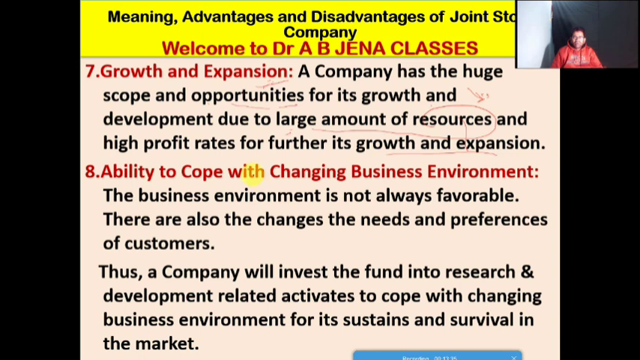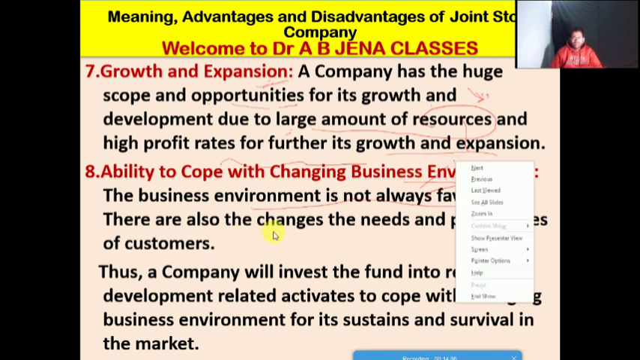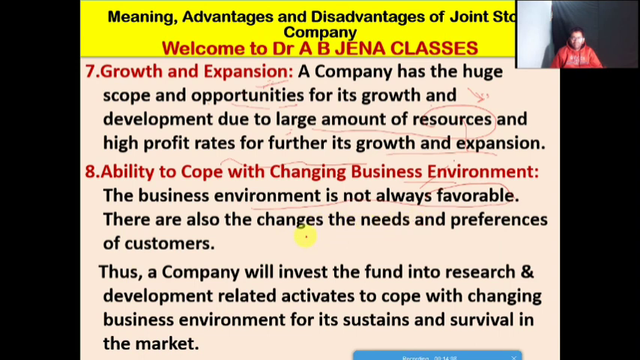So next one, benefits of joint stock company, ability to cope with the changing business environment. Whatever the business environment, the company form of business organization will cope with the changing business environment. Friends, we know business environment is not always favorable. Perfect. Now, what is the business environment during COVID-19 as well as the war between Russia and Ukraine? There are also changes in the needs and preference of the customers.